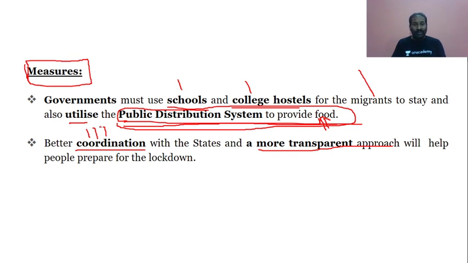This kind of coordination and more transparent approach will make sure the people are well prepared for the lockdown, and this is very important. Even now it is never too late. The states can go ahead with this, so that if any urgent situation comes, this coordination and transparent approach will help them handle the issues and challenges which are causing a lot of concern, especially to the migrant workers.